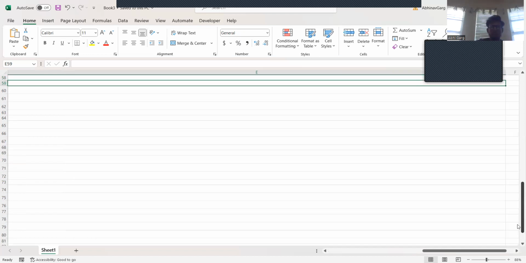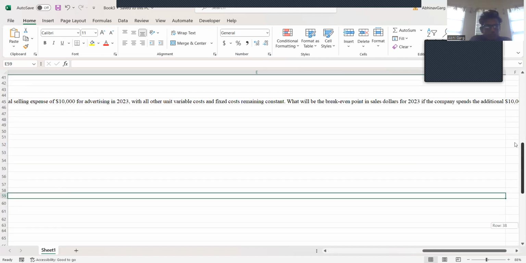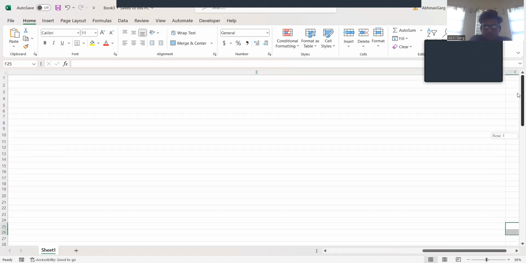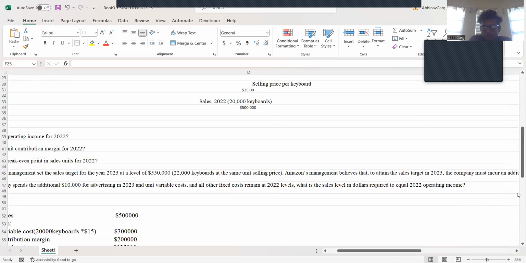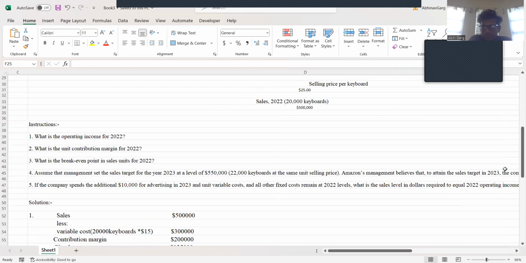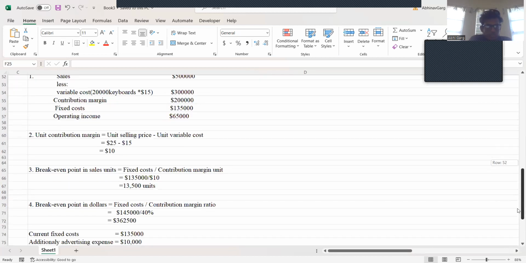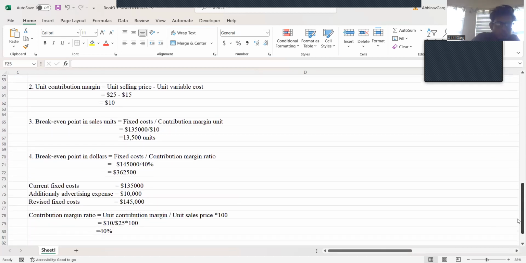So now we can easily, oh, where it went, let me see. Oh, yeah, this is the question. As we know that the new fixed cost is $1,45,000 and contribution margin ratio is 40%. So break-even point in dollars is $1,45,000 divided by 40%, which is $3,62,500. As you see, it's so easy to find.